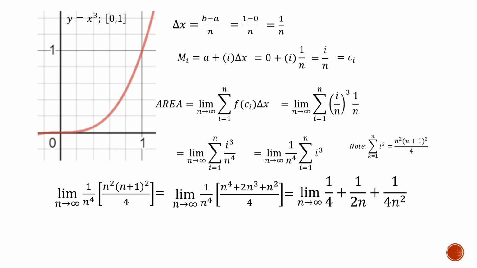Now when we evaluate the limit as n approaches infinity, going back to what you learned in Cal 1, 1 over 2n, as n gets larger and larger and larger, that expression or that part gets smaller and smaller and smaller, which means it equals 0. And the same thing for 1 over 4n squared. As n gets larger and larger and larger, 1 over 4n squared approaches 0. So what do we end up with? Simply a quarter. So the area underneath the curve between 0 and 1 is a quarter.